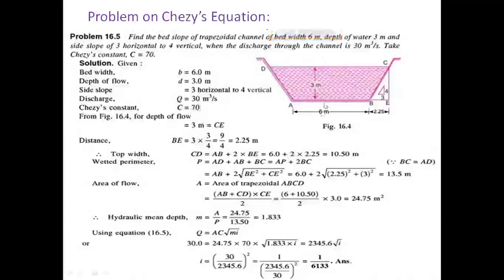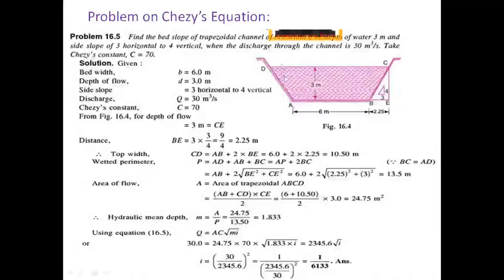Here the depth of the channel CE is equal to 3 meters, small d equal to 3 meters. Now we need to find out the distance BE, which is 3 into the side slope value 3 by 4. So we get the value 2.25 meters. Both sides BE value is the same, so the other side is also taken as 2.25 meters.